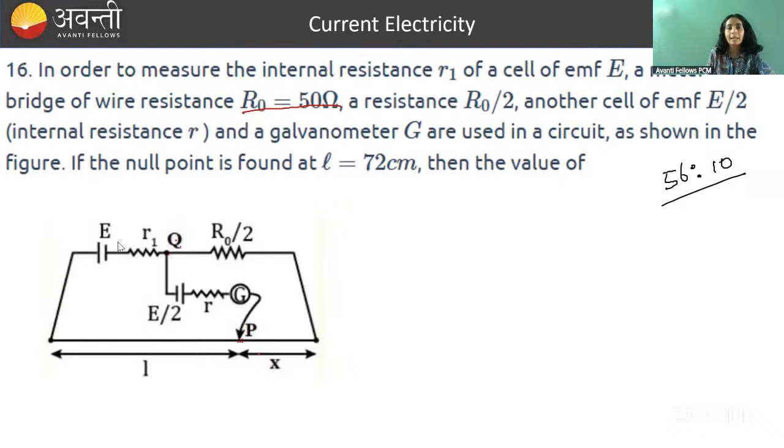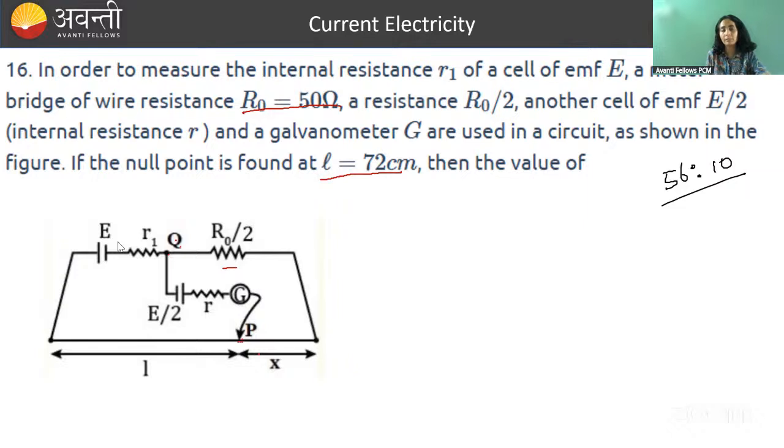Okay, total. And the resistance of R naught by 2, here it is. Another cell of EMF E by 2 and a galvanometer is connected as shown in the figure, where we are getting null point. We are getting null point at 72 centimeter. So this distance is 72.